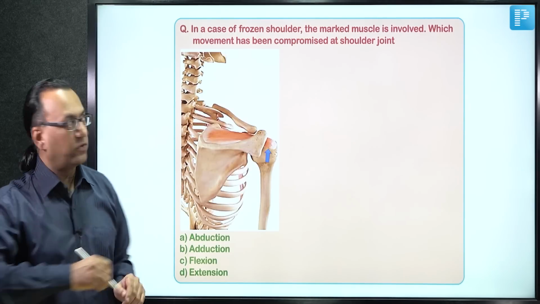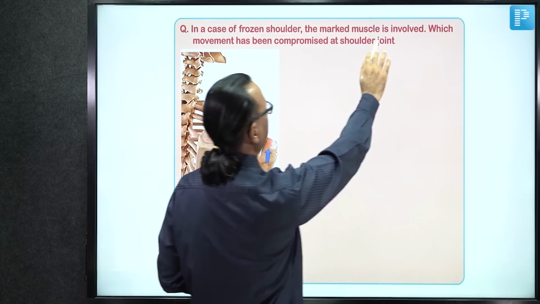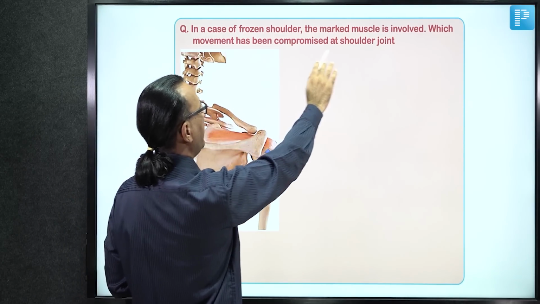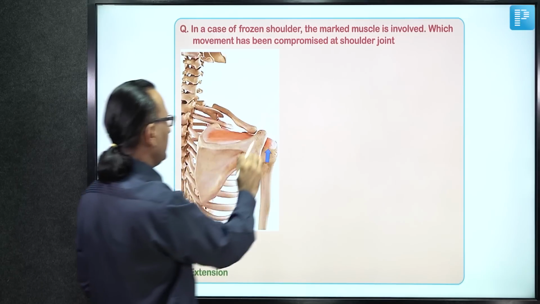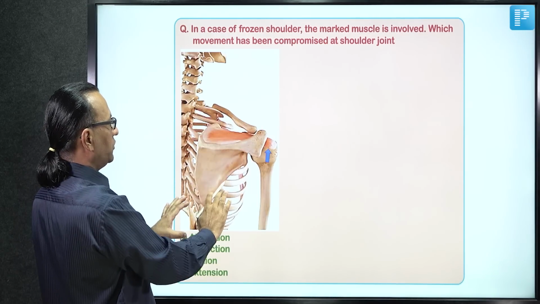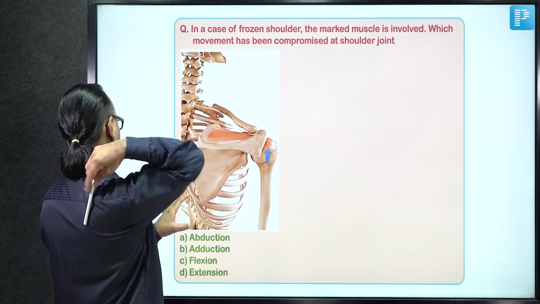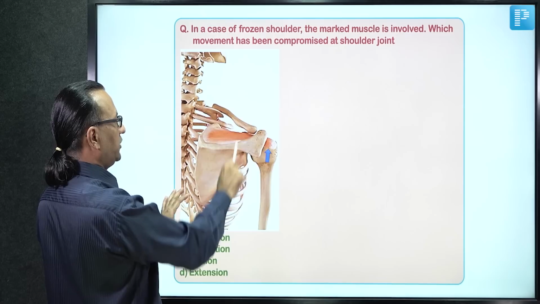This is a case of frozen shoulder and the marked muscle has been involved. Now, which of the following movements have been compromised at the shoulder joint? As you see, we can find the scapula. So it is a posterior view. This is the right-sided scapula, and then the right humerus. This is the right shoulder joint.